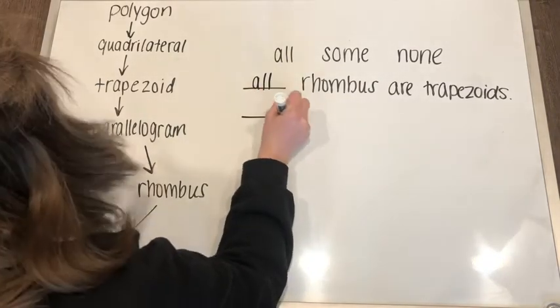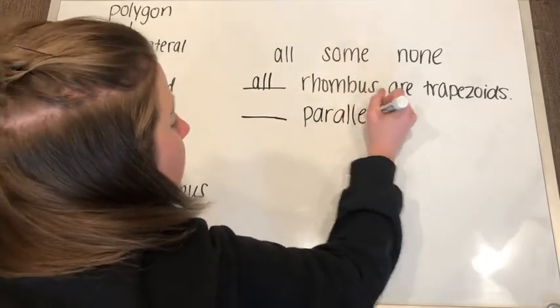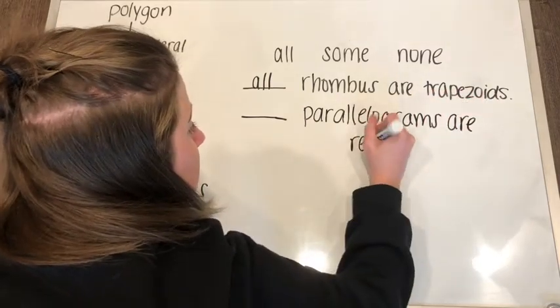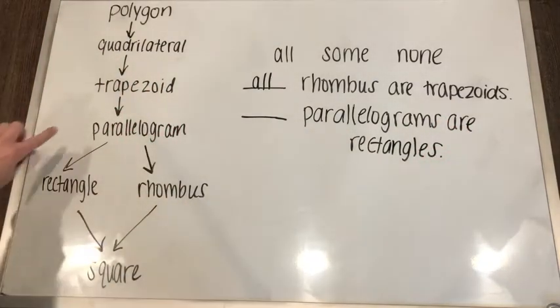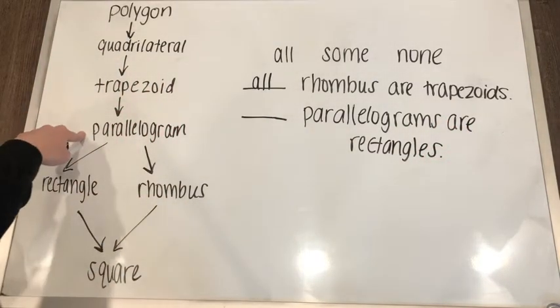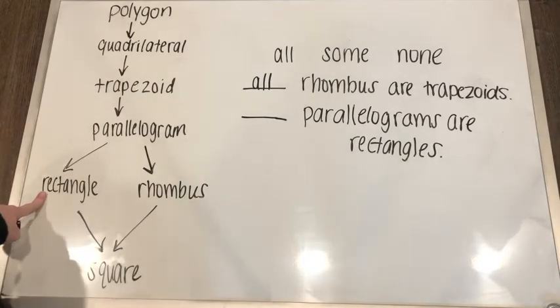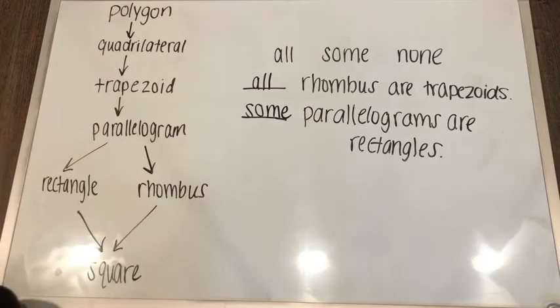Let's do another one. Blank parallelograms are rectangles. All, some, or none? So let's look. We have a parallelogram, but a parallelogram can either be a rectangle, a rhombus, or a square. So it's not always going to be a rectangle. It sometimes can be a rectangle. So some parallelograms are rectangles.